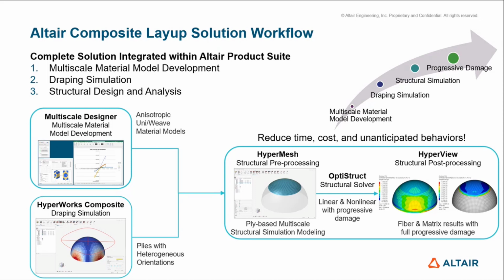And for the layup solution, that includes also draping simulation. Combining those two, the multi-scale design and material model and the draping simulation, you can then work your way through to fully create your model and solve it, for example, with OptiStruct, our structural solver, to go either the linear way, or if you have Multiscale Designer, you can not just go the non-linear solution route, but also include progressive damage that Multiscale provides to you. Meaning in the post-processing, you will have access to fiber matrix results with full progressive damage.